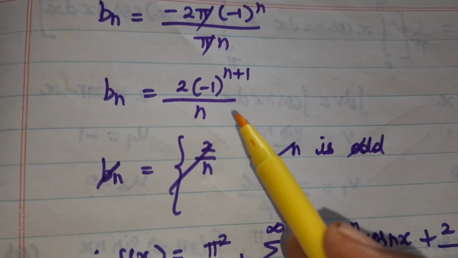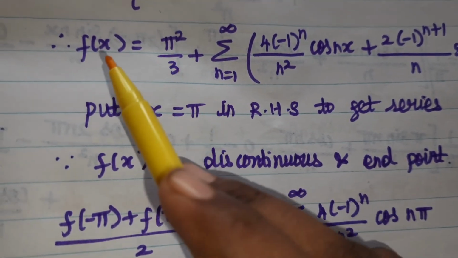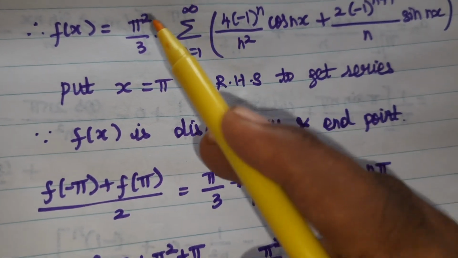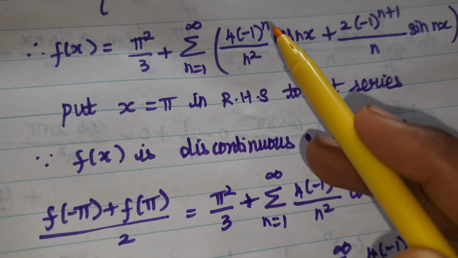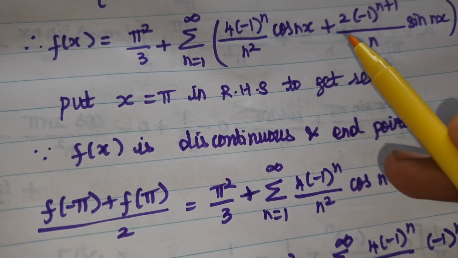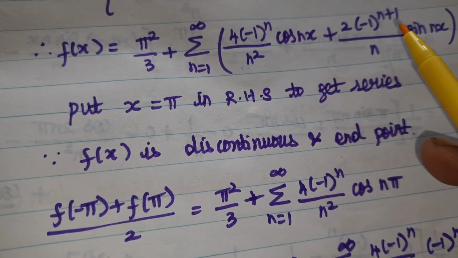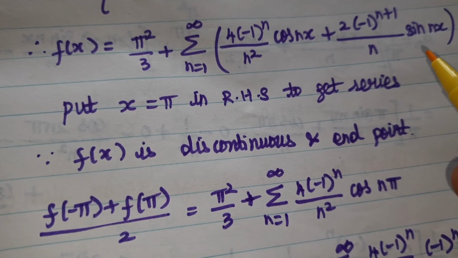Here pi and pi get cancelled, therefore 2 into minus 1 the whole power n plus 1 divided by n. So next, therefore f of x is equal to pi square divided by 3 plus summation of n is equal to 1 to infinity of 4 into minus 1 the whole power n divided by n square into cos nx plus 2 into minus 1 the whole power n plus 1 divided by n into sin nx.